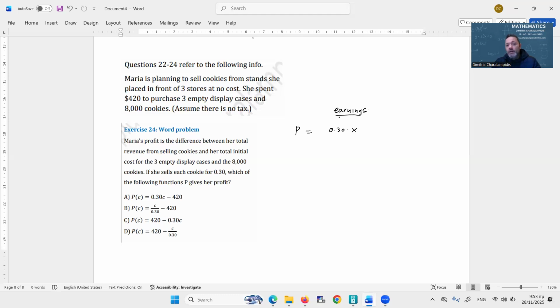Now, minus her cost, which was fixed, set to $420. This equation here, 0.30x minus 420, would be the one predicting her profit. Here, I did it with X. Apparently, the exercise did it with C, but still, it should be the same concept, which makes A the right answer for that.